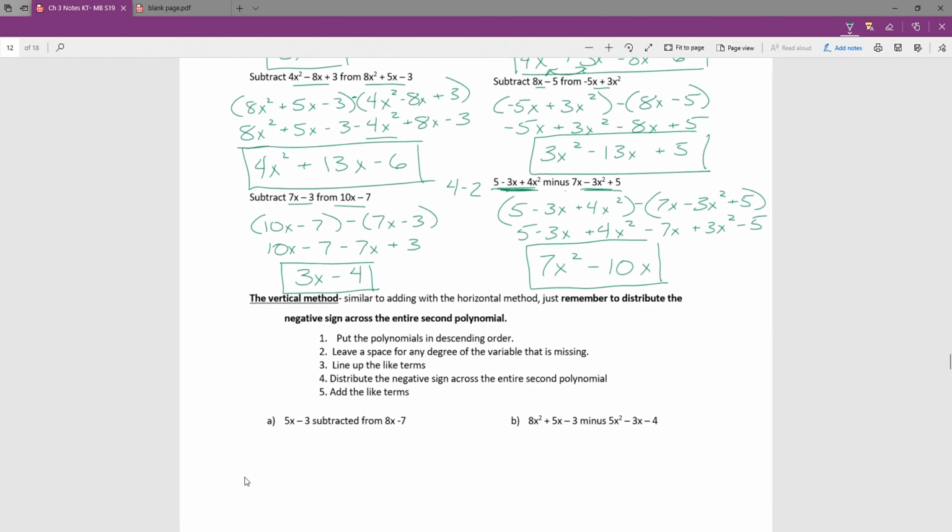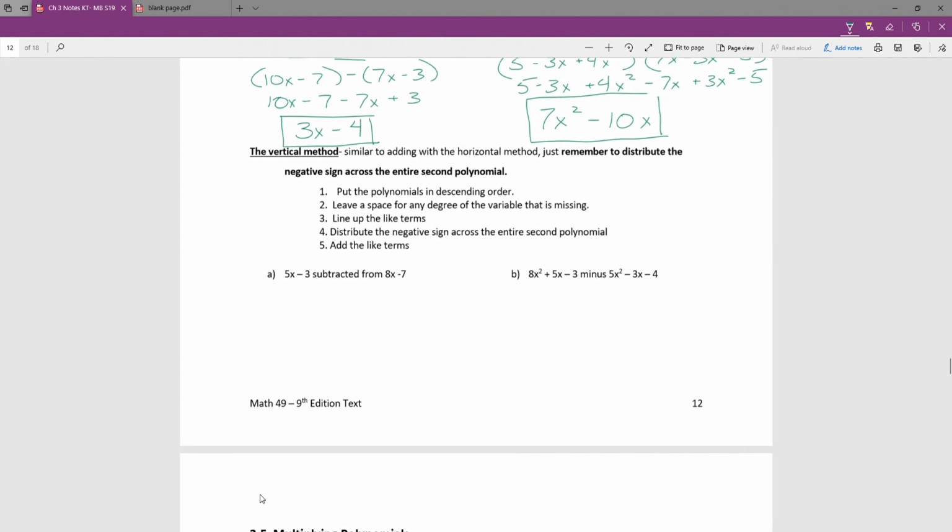So that is the horizontal method. You could always do this in a vertical way. Oftentimes, this is something that's trickier for people, and we are not going to be doing long division with polynomials. You can thank me for that one later. And in this one, I'm going to show you how to do them, but really you can do it horizontally. And so if we're going to do this, we want to put them in descending order, leaving space for any degree. So it's very much like we were doing with the adding, lining up the terms.